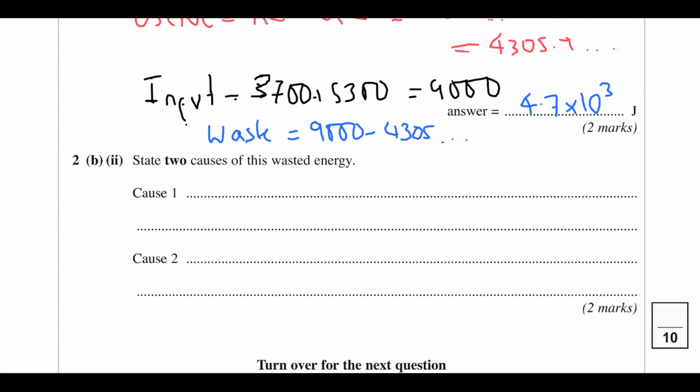Okay, so state 2 causes of this wasted energy. So some of it will be doing work done against air resistance, and then we'll also have some work done against friction, both of which will essentially transfer useful energy into thermal energy. So let's put those down. So we're going to have work done against air resistance would be one of them, and then another one was going to be doing some work done against friction.